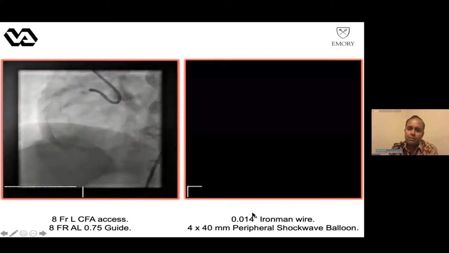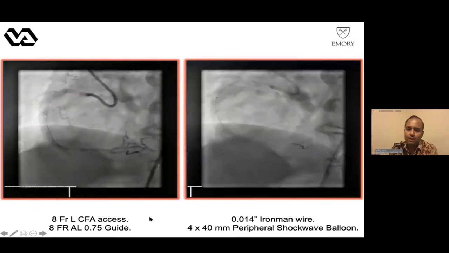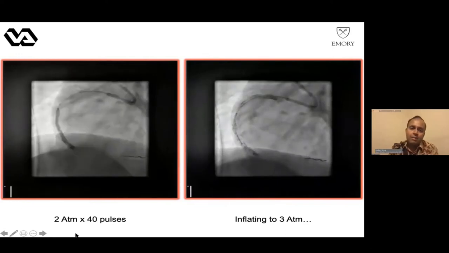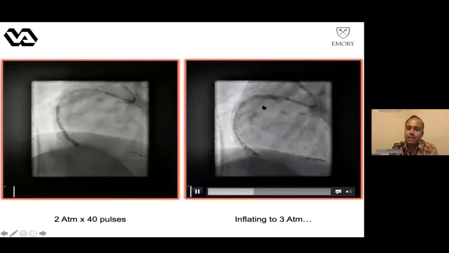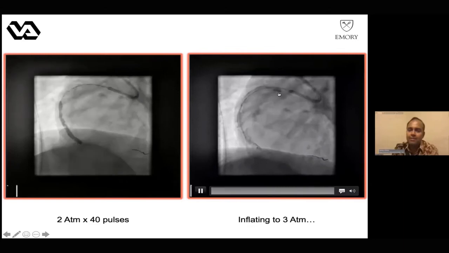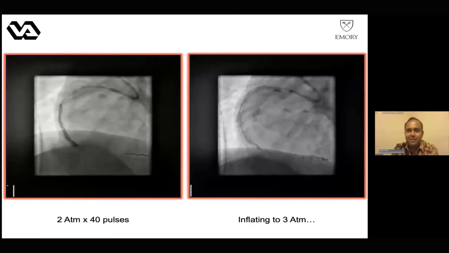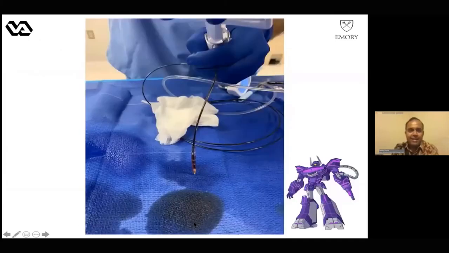So we managed to get a 014 Ironman wire down this vessel with a very supportive guide, and managed to get a 4.0 by 40 peripheral Shockwave balloon, which is the shortest, smallest balloon that was available at that time, down this vessel. On the image on the right, we are doing 2 atmospheres, 40 pulses. And at that point, when we inflated to 3 atmospheres, there was rupture of this peripheral Shockwave balloon, resulting in dye staining and contrast now extending almost to the proximal right coronary artery. This is obviously a scary moment for both myself and my partner, who were scrubbed on this case together. And this shows the balloon rupture with extrusion of contrast pretty much at the balloon.